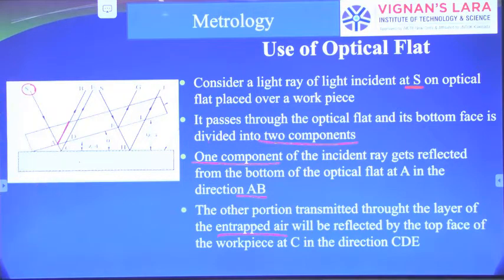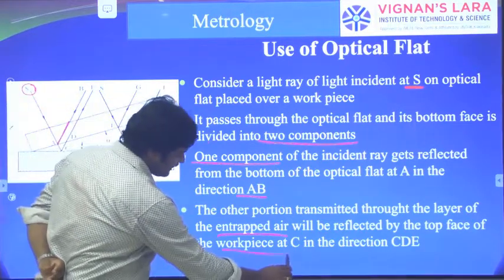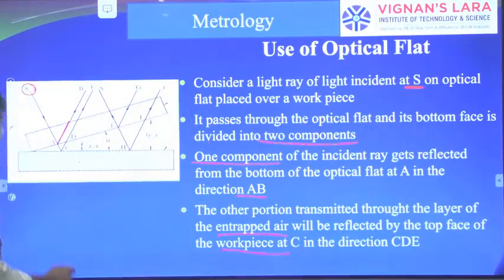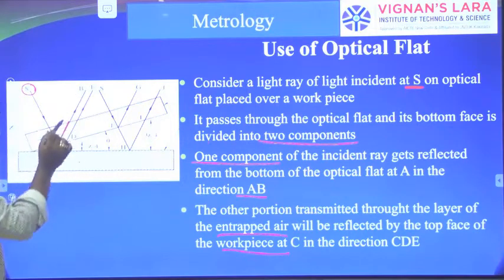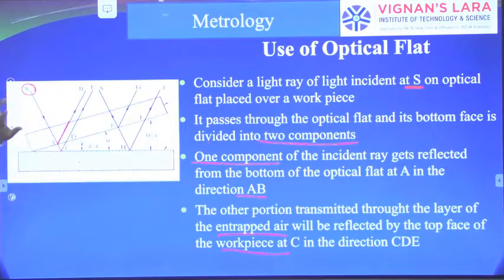So at junction C, the second light ray. Here the light ray is split into two parts at the junction A. One is traveling towards B and the other is traveling towards C, which means towards the surface of the workpiece. Again, from the surface of the workpiece it is reflected by the top face of the workpiece at C in the direction CDE. So along the direction CDE, the second light ray is traveling.